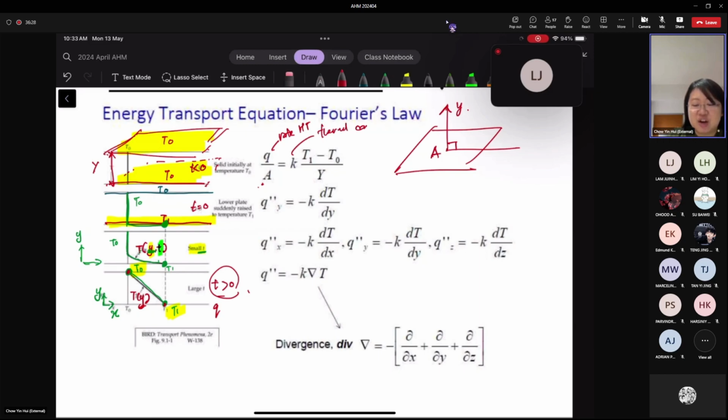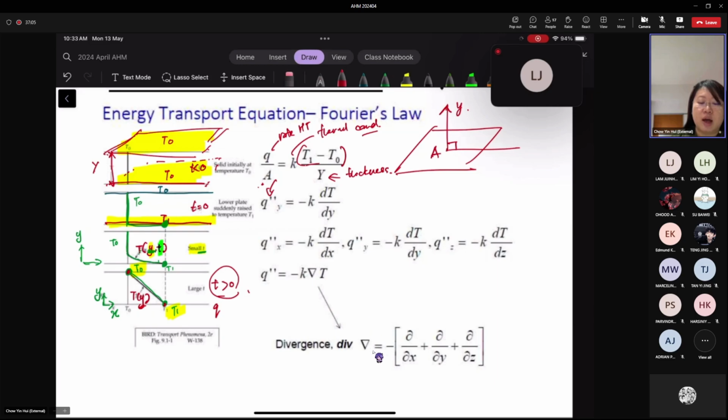So you need to recall all these terms already. The heat flux is equal to the thermal conductivity multiplied by the temperature difference, T1 minus T0, divided by the thickness of the plate or the solid. Or you can look at it as the distance of the diffusion, the molecular heat transfer part. Then how are you going to express it in terms of the constitutive law, the Fourier law, in differential equation form? Because that's what you'll be doing next week.